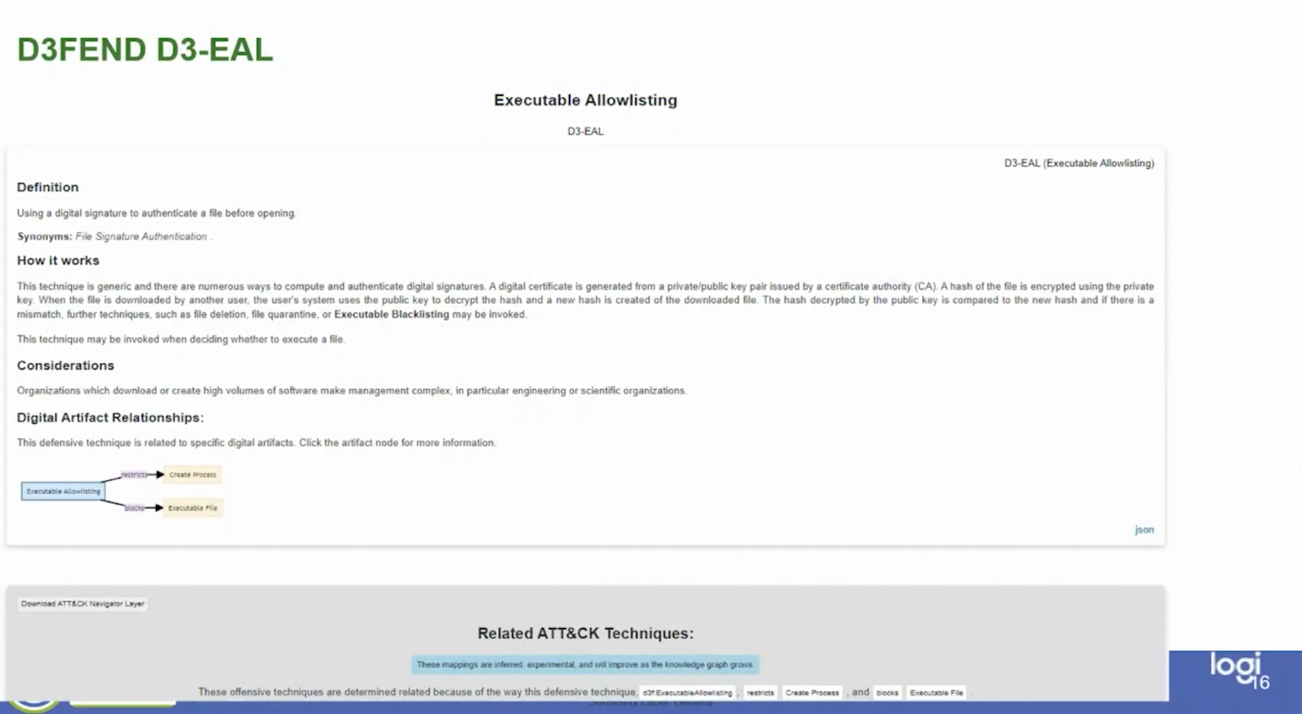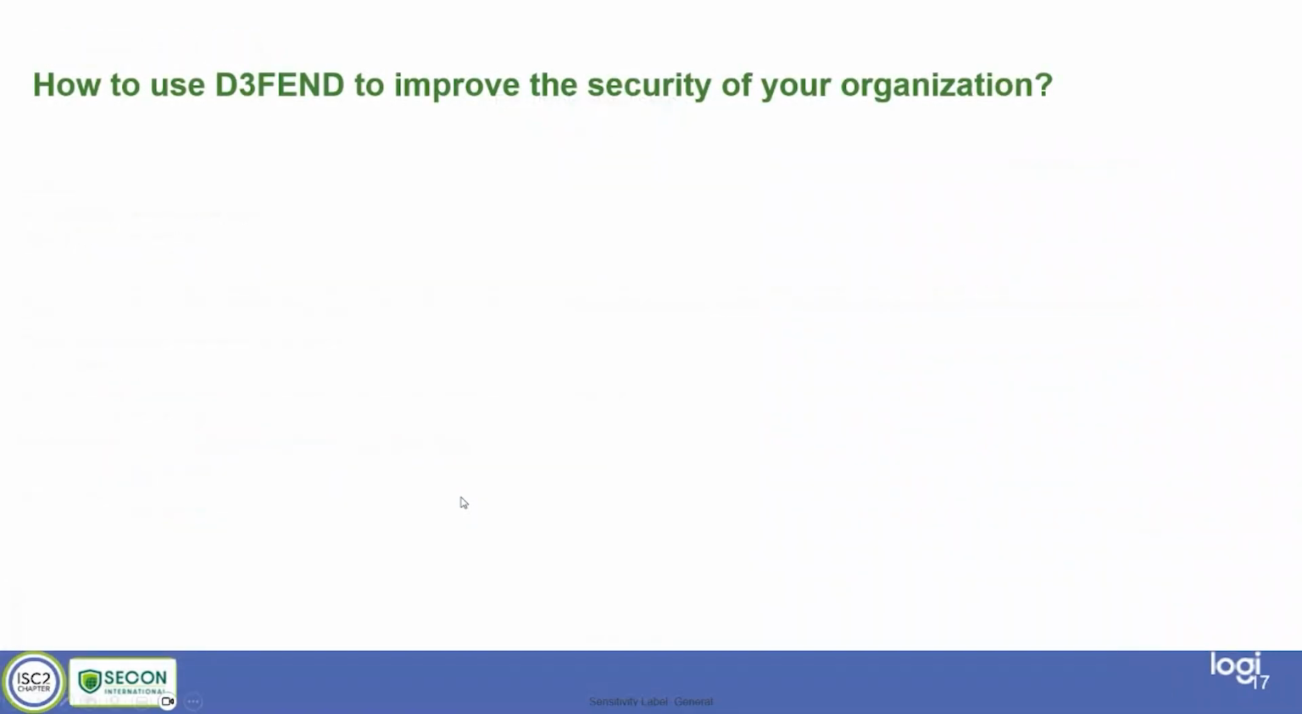Let's consider an example of a countermeasure, executable allowlisting. On the main page, we see the definition of this countermeasure: to use digital signatures to authenticate files, how these techniques work, additional information, connections to attack techniques, and connections between digital artifacts.